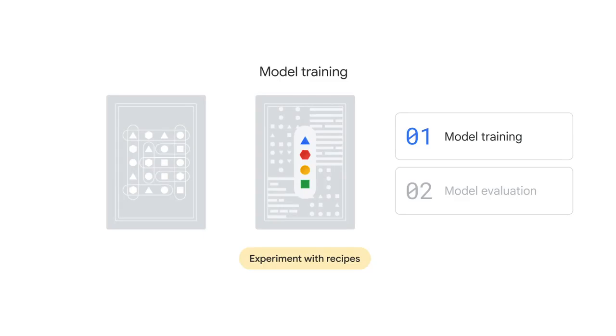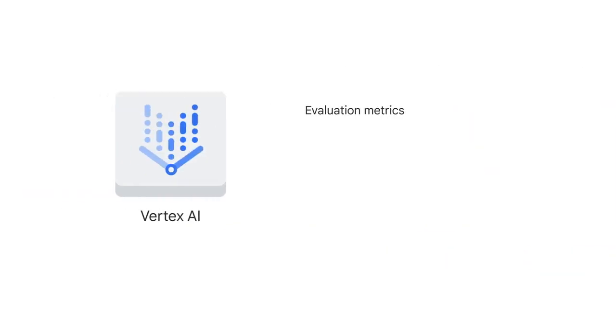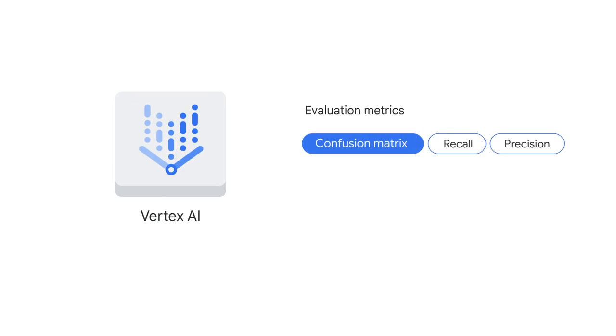While we're experimenting with a recipe, we need to keep tasting it constantly to make sure it meets our expectations. This is the model evaluation portion of the model training stage. Vertex AI provides extensive evaluation metrics to help determine a model's performance. Among the metrics are two sets of measurements.